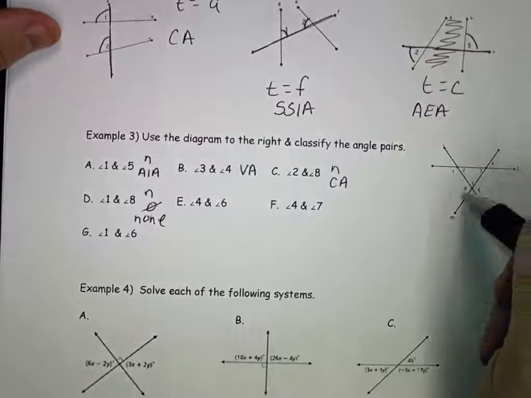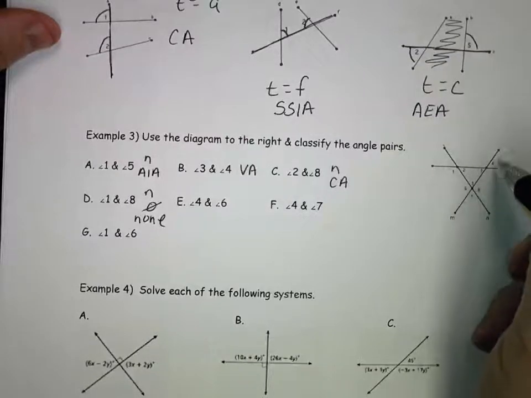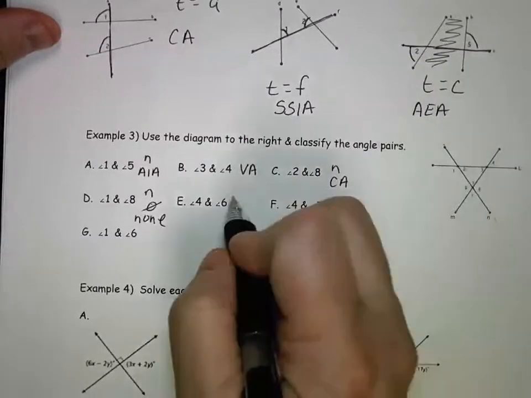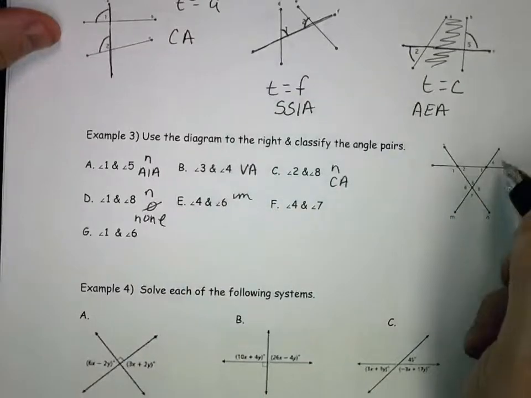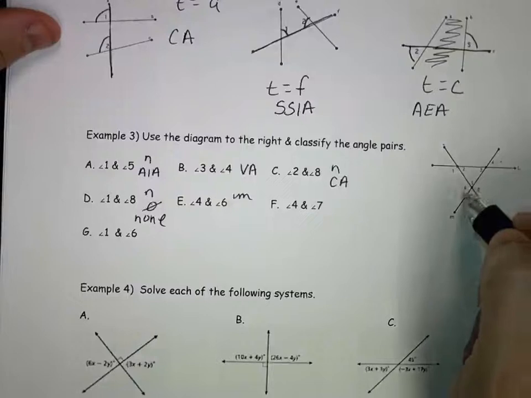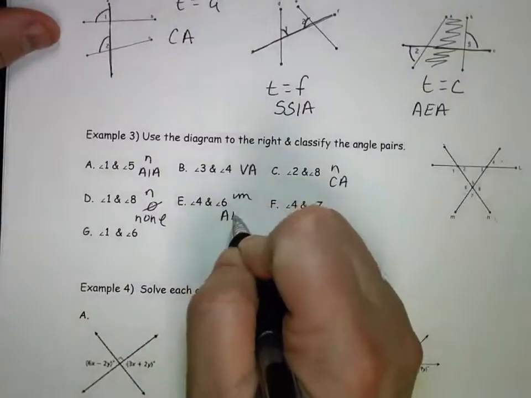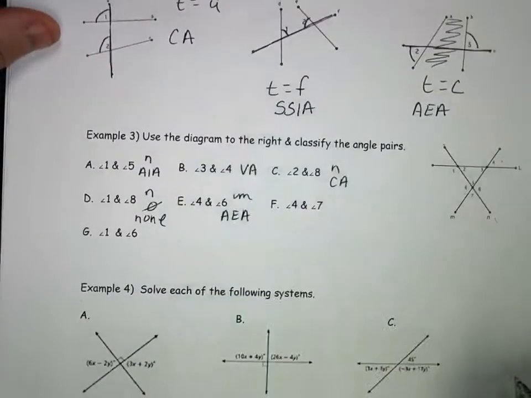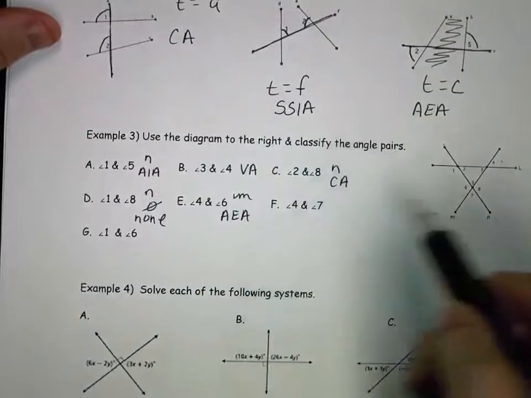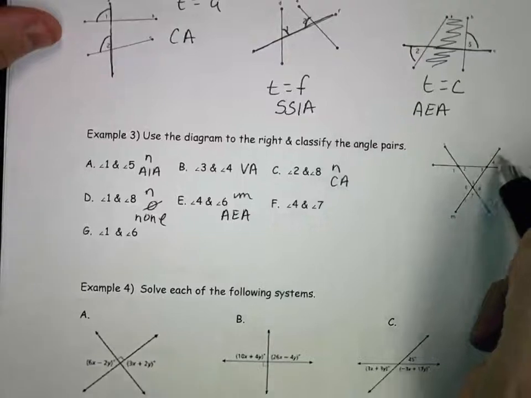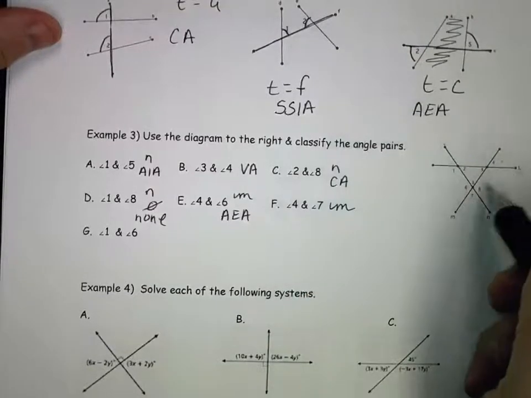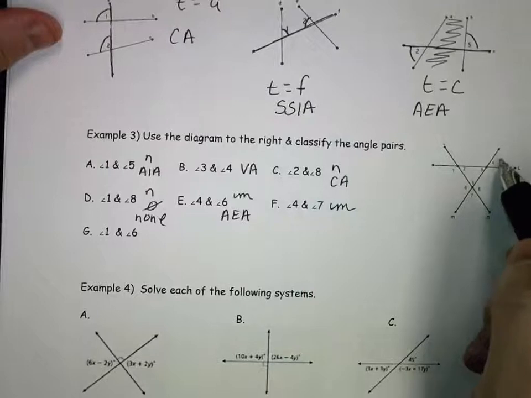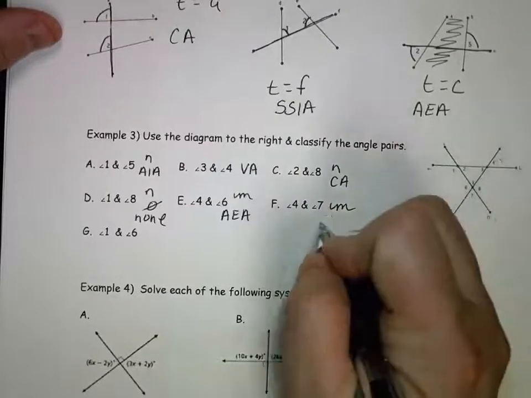4 and 6 both touch line M. So that is your transversal, and 4 and 6 are alternate exterior angles. 4 and 7, your transversal here is M, and 4 and 7 are both exterior.